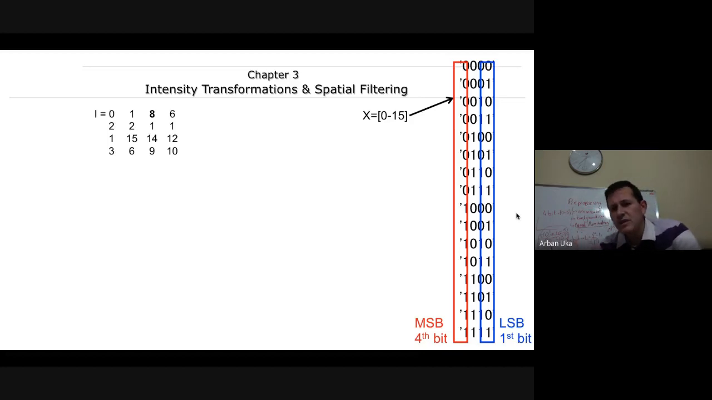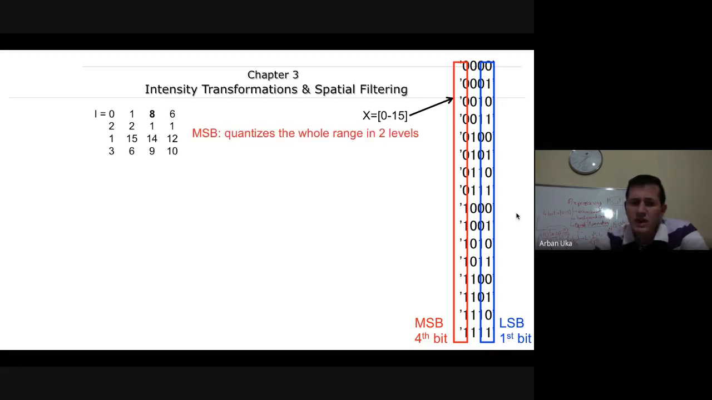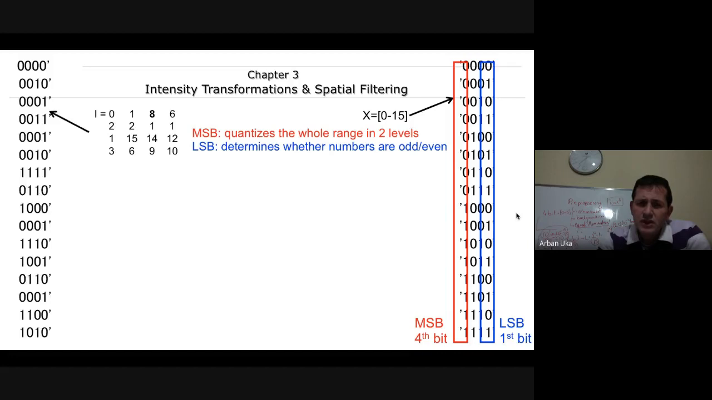Then the least significant bit, the last bit, separated the whole domain into 16 different regions, which is 0, 1, 0, 1, 0, 1. Let's move ahead. So the MSB divides the whole range into 2 levels, the next one into 4 levels, the next one into 8 levels, and the very last one, the least significant bit, into 16 levels. Now, the LSB determines whether the numbers are even or odd.